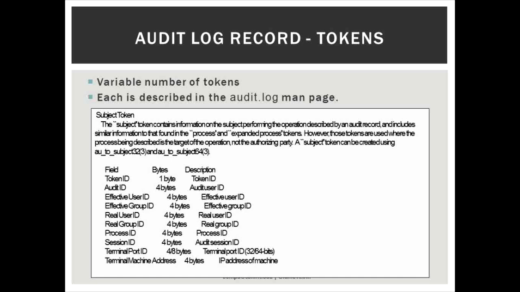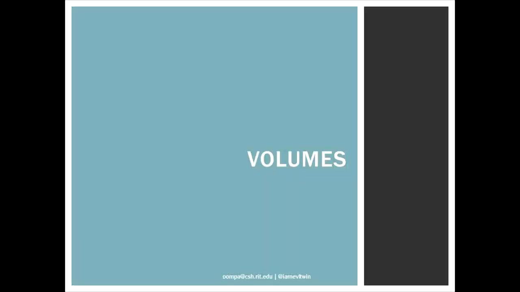Talking about the tokens, there are more than just 5 tokens. There are, I don't know, upwards of 20, 30 different tokens. Going to the audit.log man page, either through Google or through your terminal, gives a very good description. Shown here is the description for the subject token. So you can imagine all the information that you can get looking at each of the different tokens. Some tokens I haven't even seen yet, and I will have to look at them every once in a while.